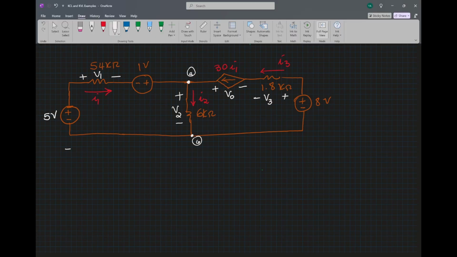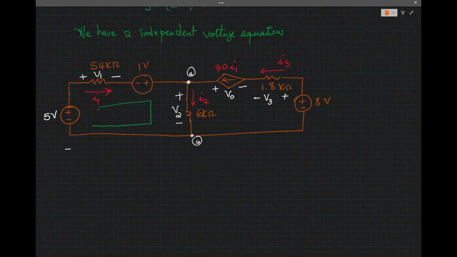So what are the loops? So I'll call this loop 1. Okay, so loop A, and I'll call this loop B. Well, if you want, I could call it loop 1 and loop 2. Okay, so loop 1 will have IA, and loop 2 will have IB. Okay, so because we need 2 independent voltage equations.